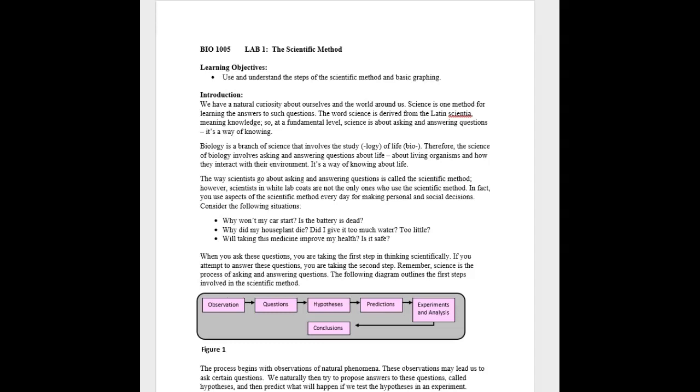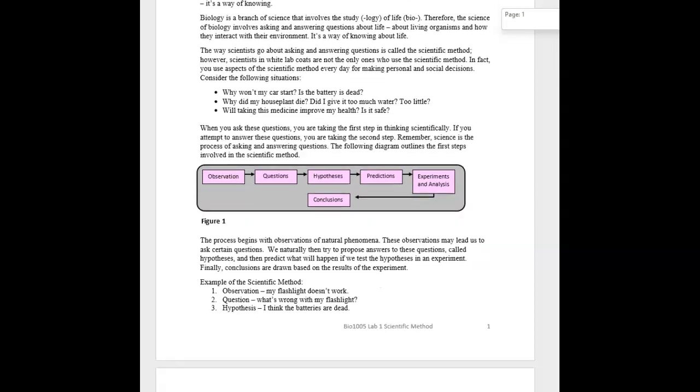Hi class, this is a review of part 1 of Lab 1 in case you missed it on the first day. Our first page of Lab 1 is going over the scientific method, which is what we did in lecture. So feel free to read that again. We did talk about it in lecture.